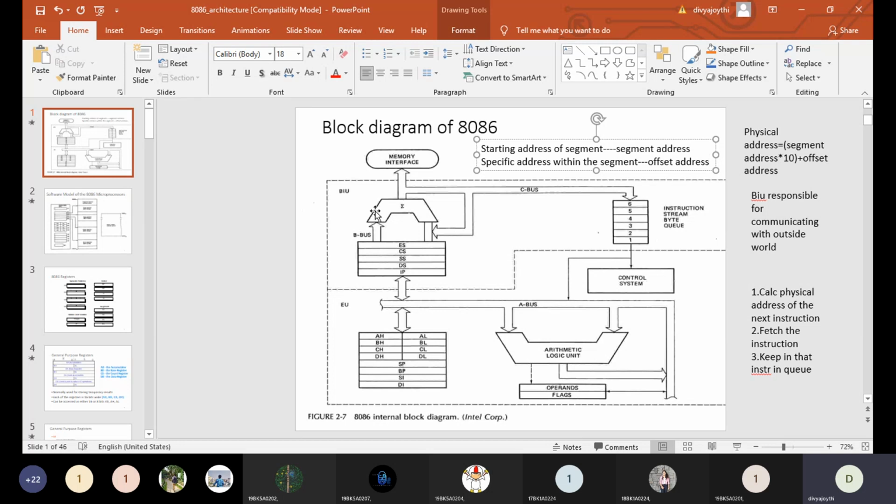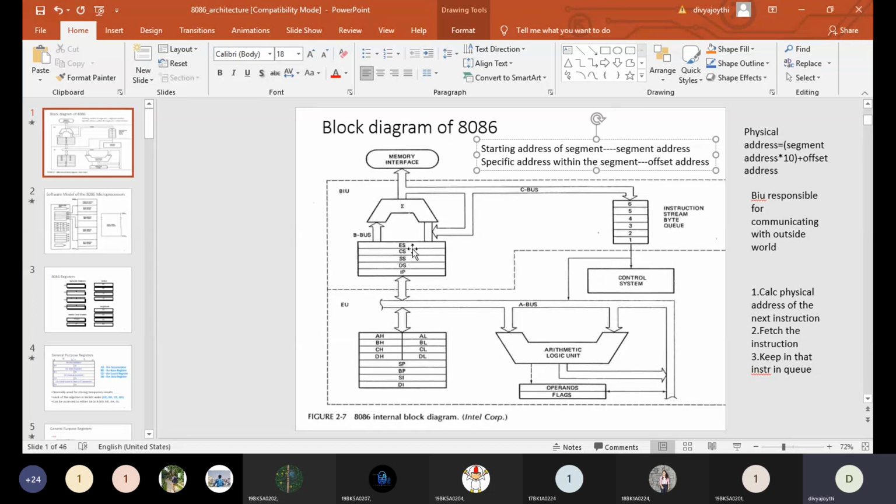If you keenly observe, this summation has 2 inputs. One arrow will carry the segment address, and the other arrow will carry the offset address. Once the segment address and the offset address are ready, this summer is going to calculate the physical address.